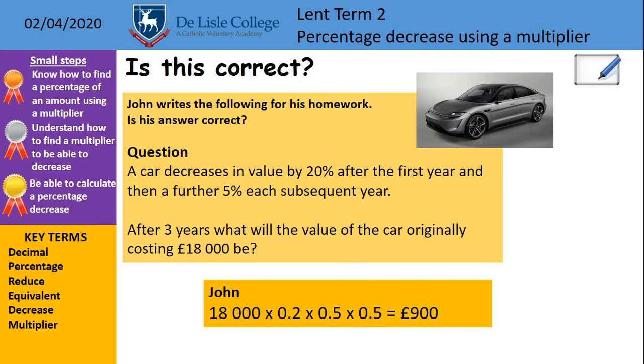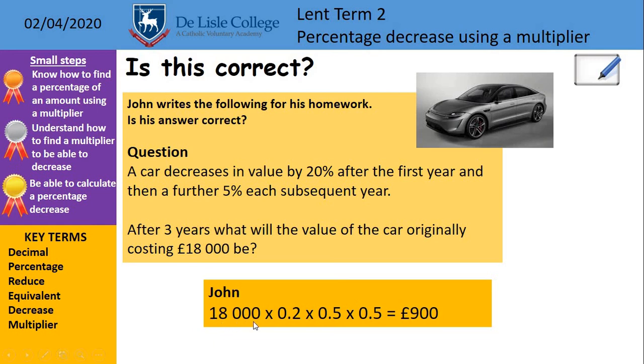John writes the following for his homework. Is his answer correct? Pause the video, have a read through, and then see if you can work along with me. So the question is, a car decreases in value by 20% after the first year, and then a further 5% each subsequent year, so each year after that. After 3 years, what will the value of the car, originally costing £18,000, be? So this is John's working.